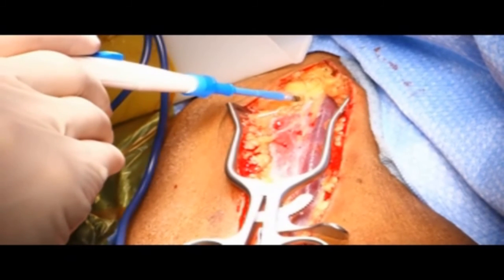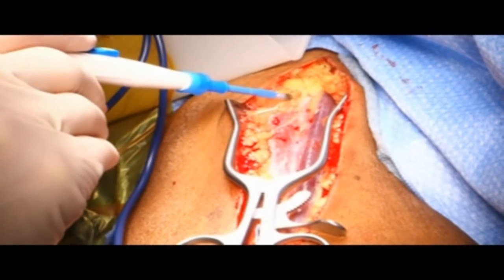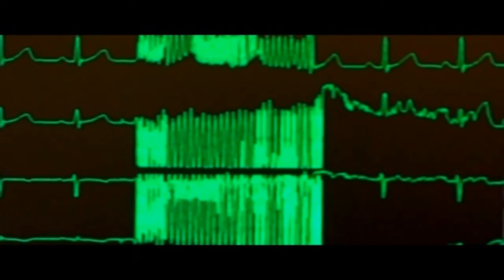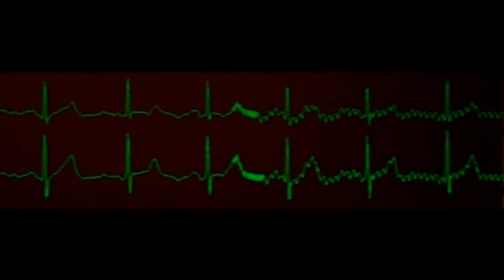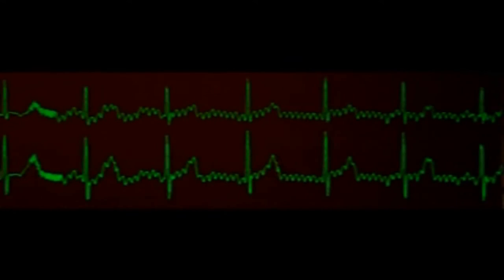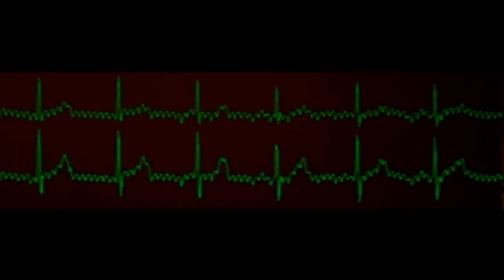In the operating room, electrocautery can interfere with the ECG tracing, causing artifacts that can be misinterpreted by the machine as QRS complexes. Interference from nearby devices that use alternating currents can also cause artifacts, as can faulty electrodes.